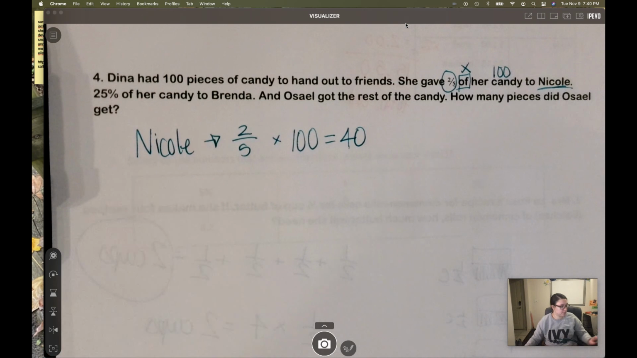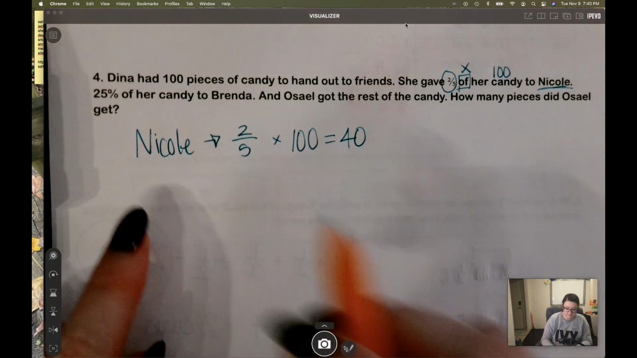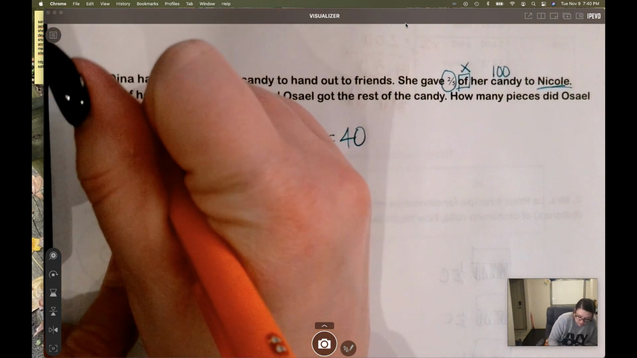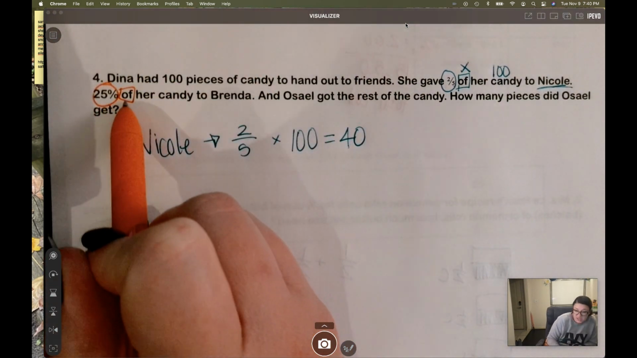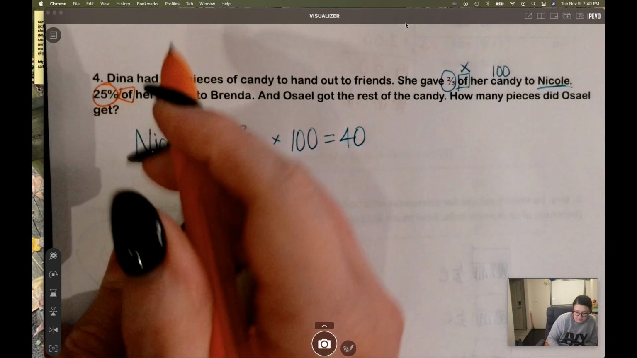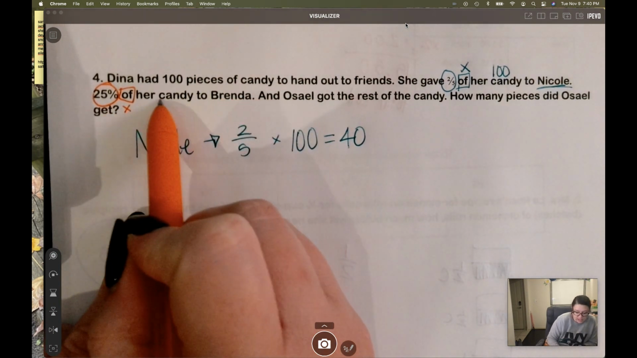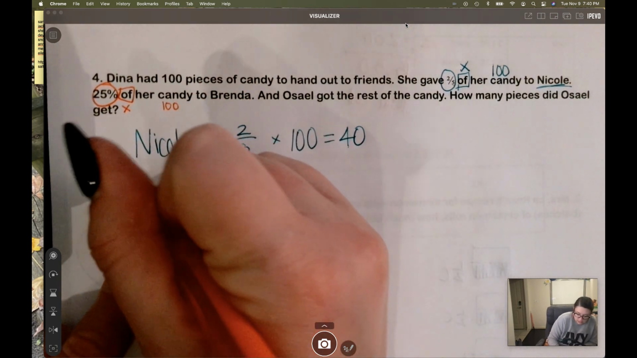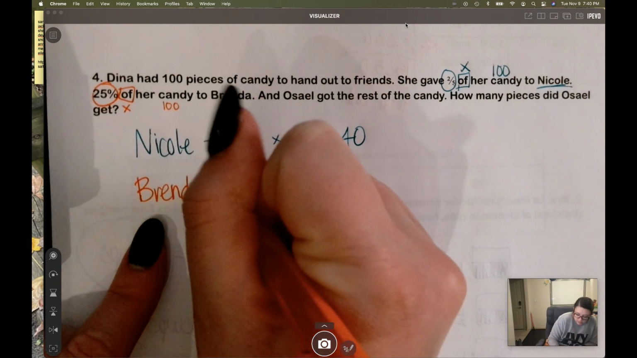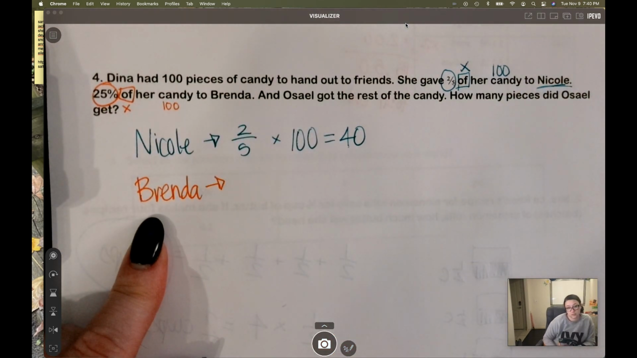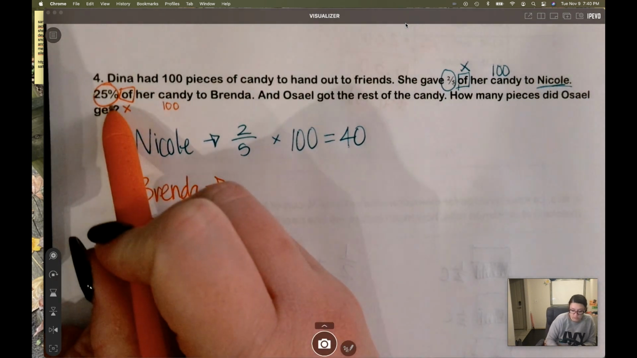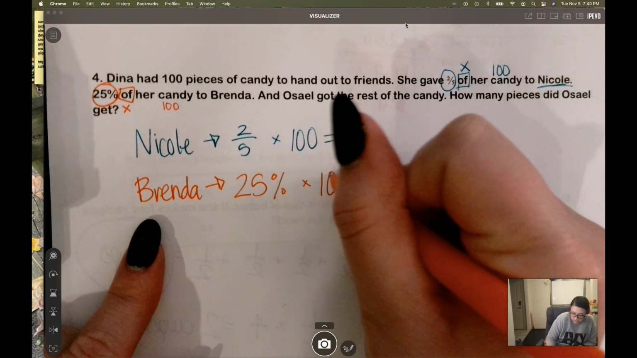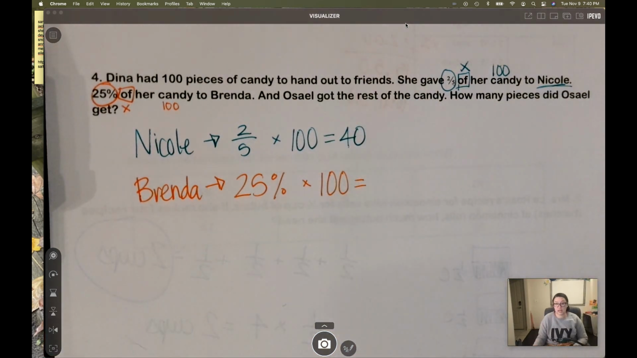Let's take a look at Brenda now. It says 25% of her candy. What does of mean in math? What operation is of? Multiplying. And how much candy does Dina have? Dina has 100 pieces. So to figure out how much Brenda is going to get, what math do we have to do? 25% times 100 to figure out how much Brenda's going to get.